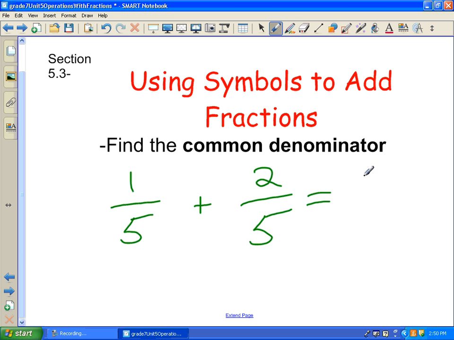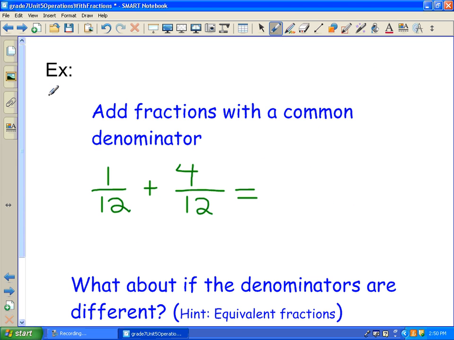So the answer to this one would be 3 over 5. So that's if the bottoms are the same, or the denominators are common. So let's add them. 1/12 and 4/12. Well, the bottoms are the same, so it's going to be out of twelfths. The answer is 5/12. So it's pretty easy.